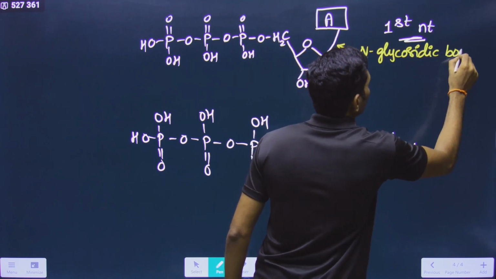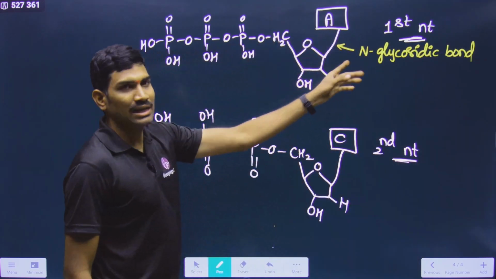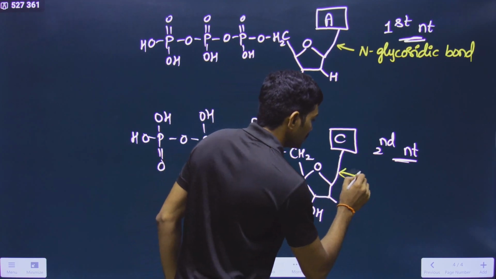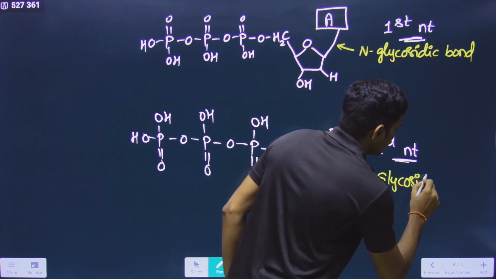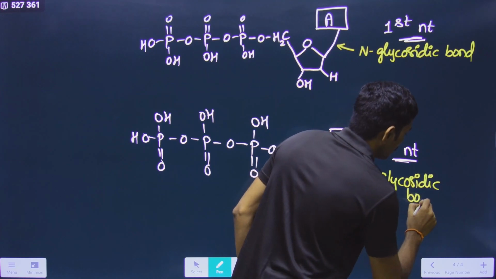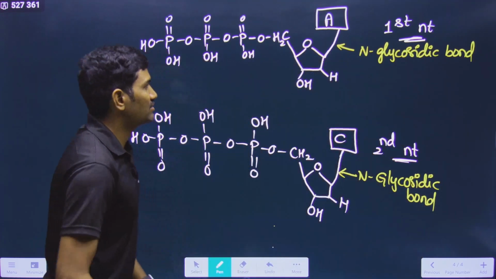N-glycosidic bond between nitrogenous base and sugar, N-glycosidic bond. What is this bond? This is also the same bond. It is an N-glycosidic bond. Understood or not? Next one.